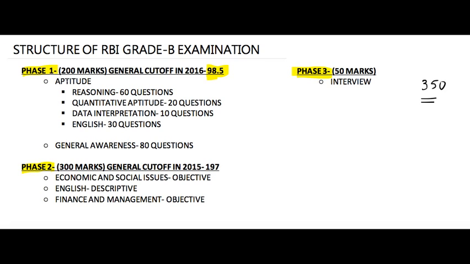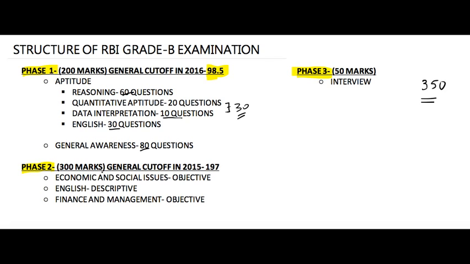I have divided the syllabus of phase 1 into two major parts, which are aptitude and general awareness. The aptitude portion has been subdivided into 4 subsections, which are reasoning, quantitative aptitude, data interpretation and English. In reasoning, there are 60 questions. In quantitative aptitude and data interpretation combined, there are 30 questions. Normally, it has been seen that data interpretation has 10 questions. In English, there are 30 questions, and in general awareness, there are 80 questions.